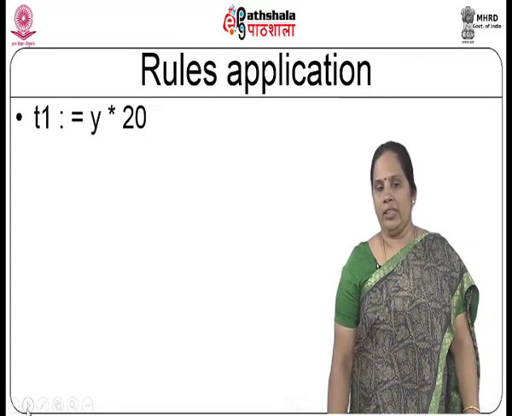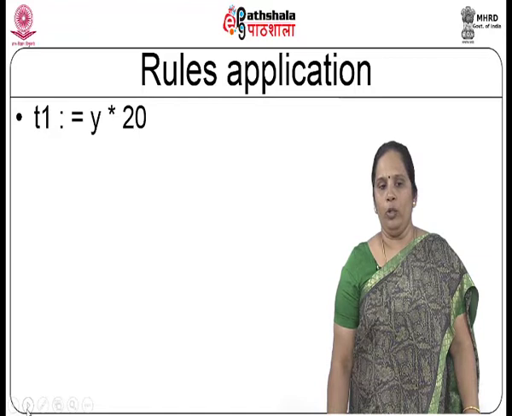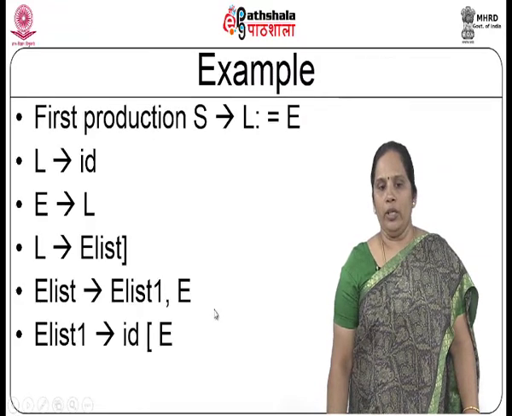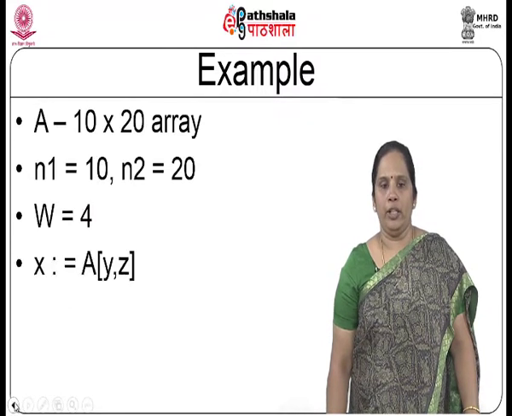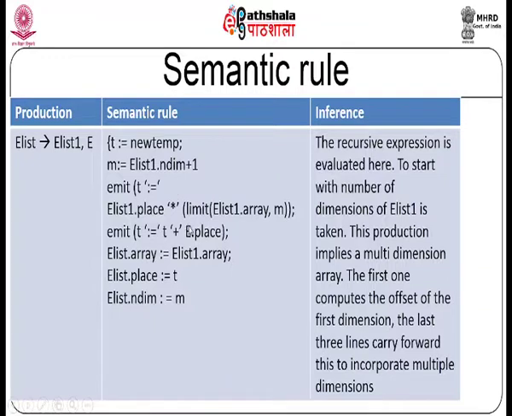I will look at the first dimension. So T1 will be equal to Y into 20. Here I have Y and I compute it. So I have to look at this production here, and I will compute this. This will be used for computing.